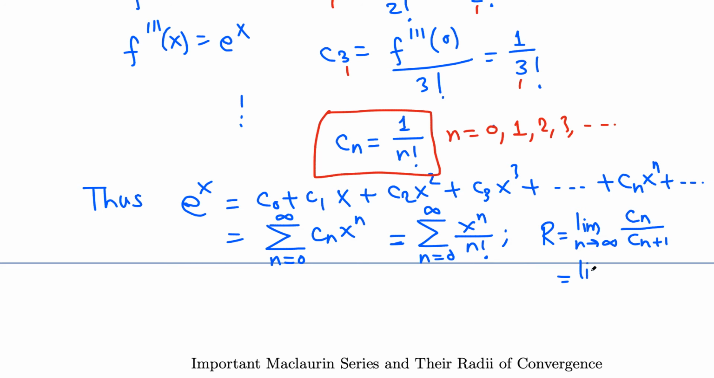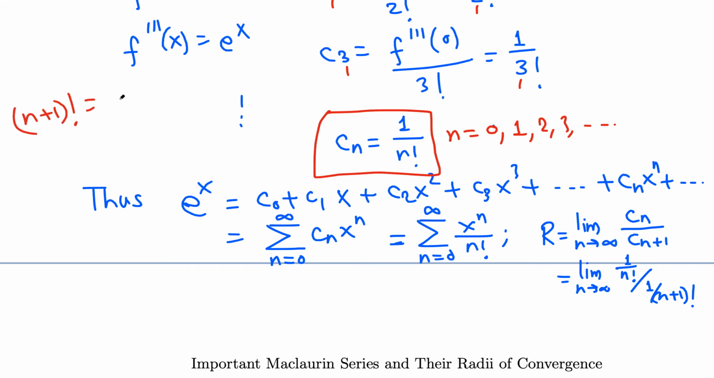So the limit as n goes to infinity of Cn, which is 1 over n factorial, divided by Cn plus 1. The next term, Cn plus 1, would be 1 over n plus 1 factorial. And by the way, n plus 1 factorial may be written in this way.